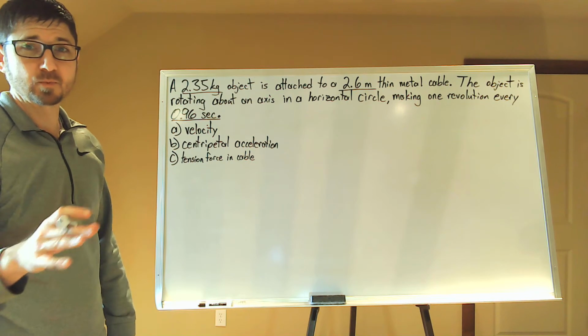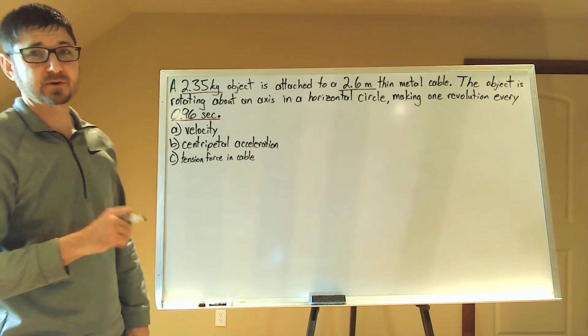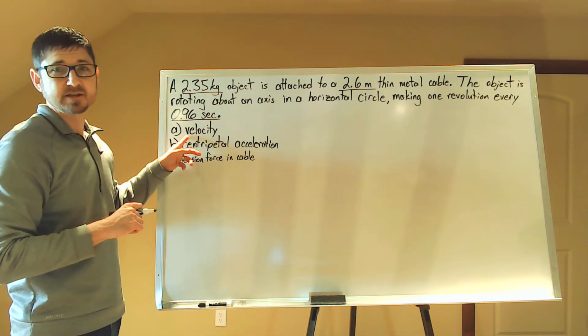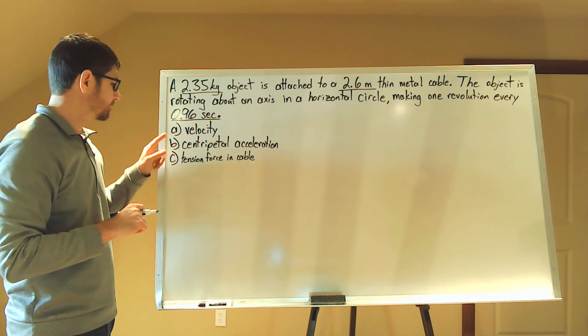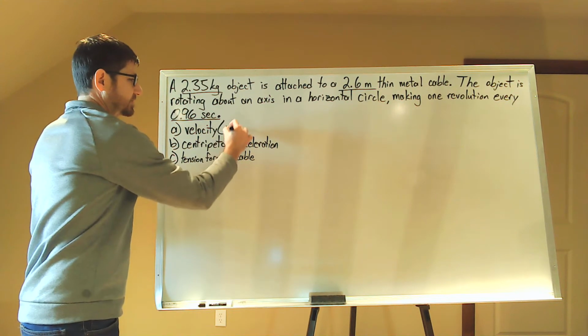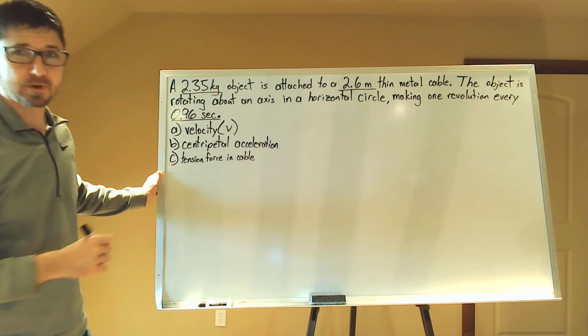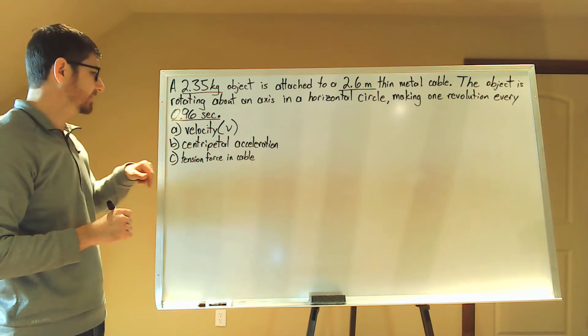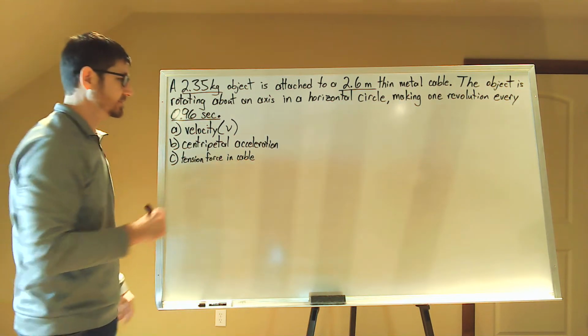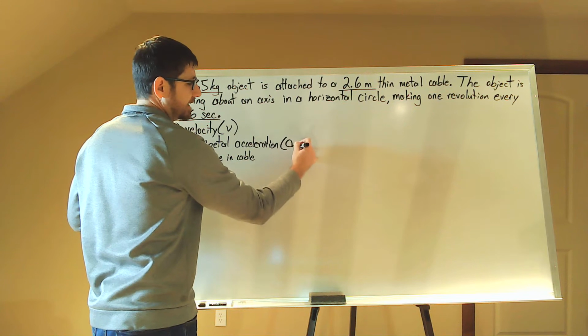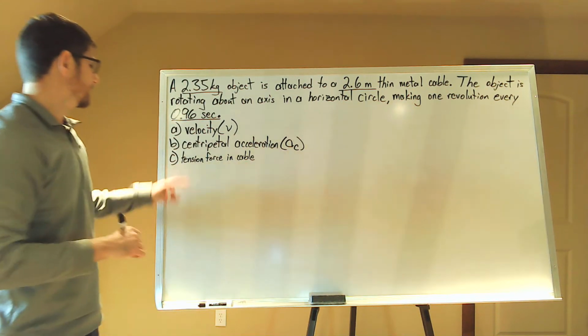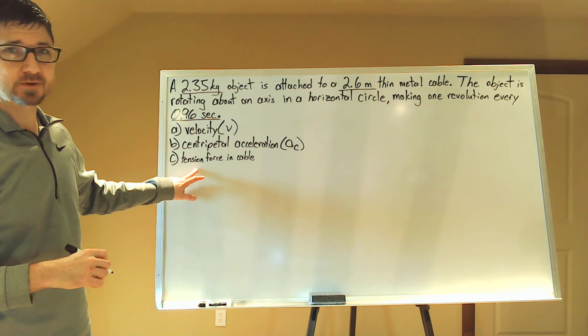So in this problem, we're required to calculate three things. The first thing, in part A, is the velocity of the object. And here, let me just write the variable. That's identified by lowercase v. In part B, centripetal acceleration. This is identified by a sub c. And in part C, the tension force in the cable.